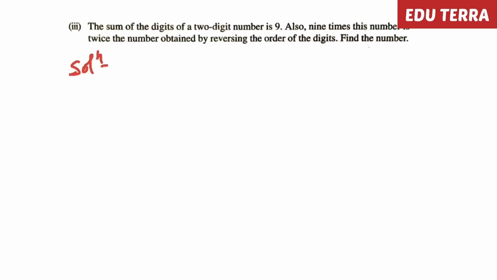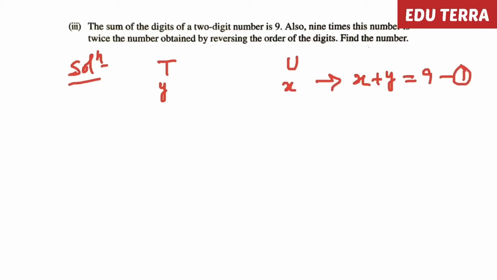Solution. So we will suppose the tens place and the ones place, otherwise you can say the unit place. Let the tens place number be y and the unit place be x. The question says that the sum of the digits of the 2-digit number is 9. It means here we can say x plus y equals 9. It is our equation 1.